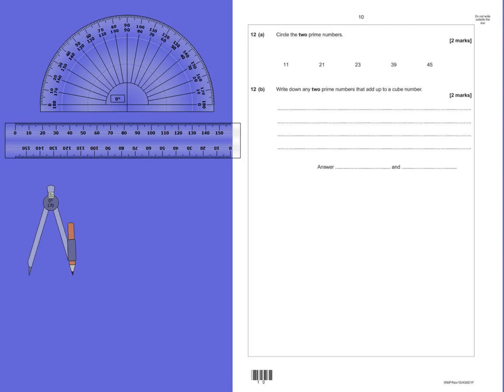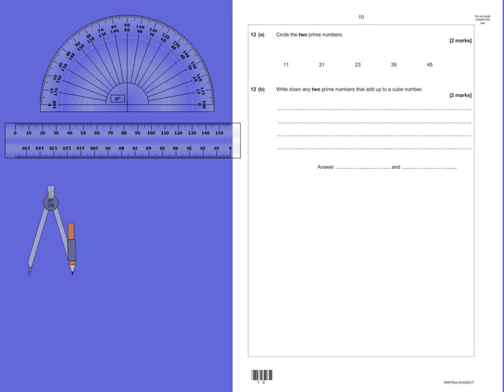Question 12a. Circle the two prime numbers. So a prime number is a number that cannot be divided by anything else. It only has factors of itself and 1. There are no other factors at all in there.